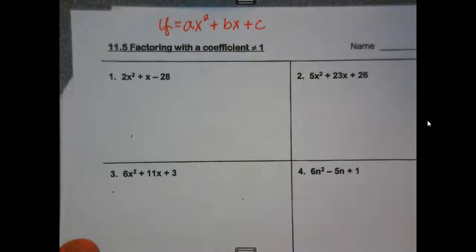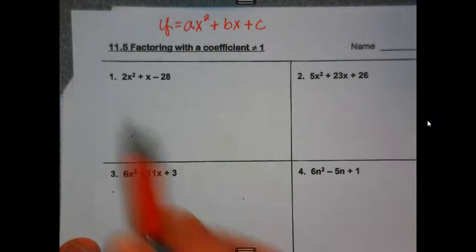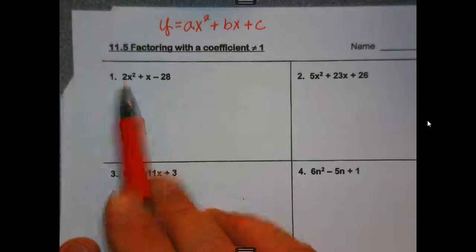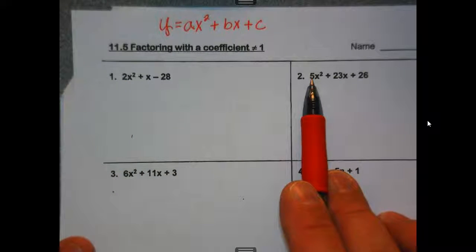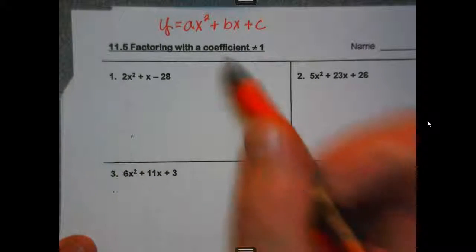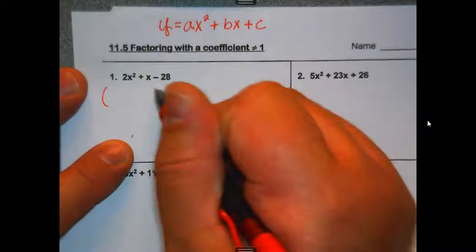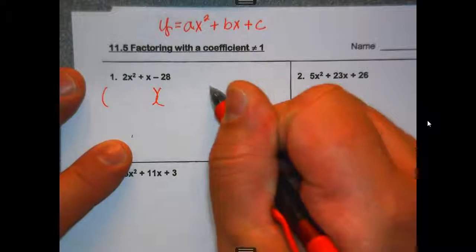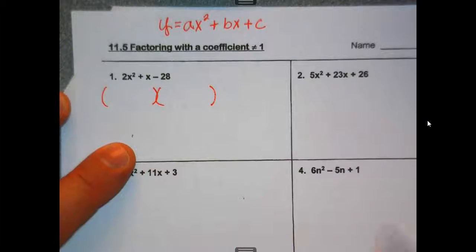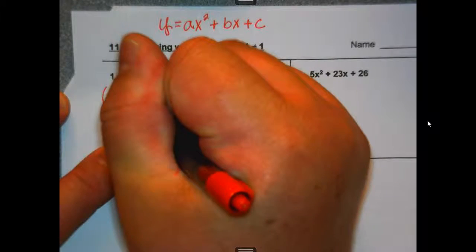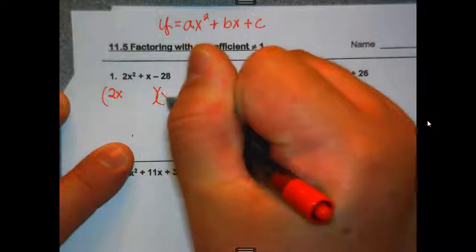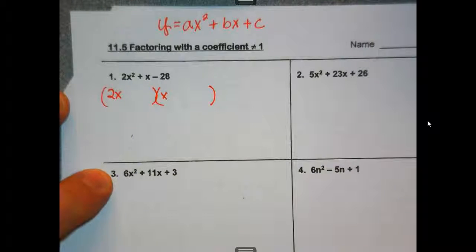The way that you do this, now, with prime numbers, you don't have too much to worry about. There's only one way to get 2x squared. Remember, we're unfoiling, right? So the only way to get 2x squared is 2x times x. Okay.